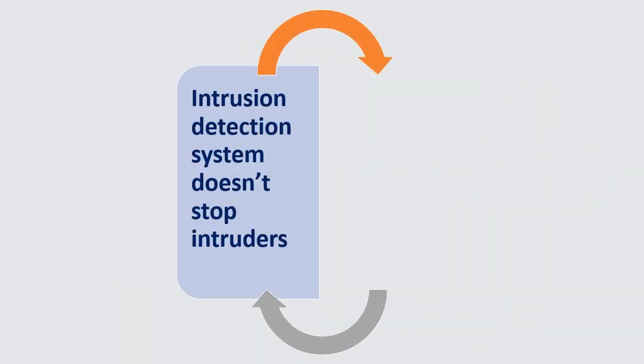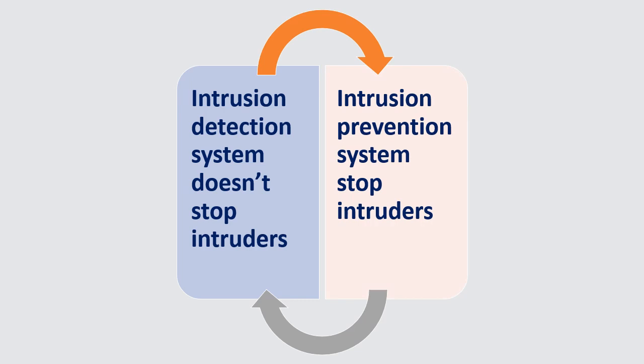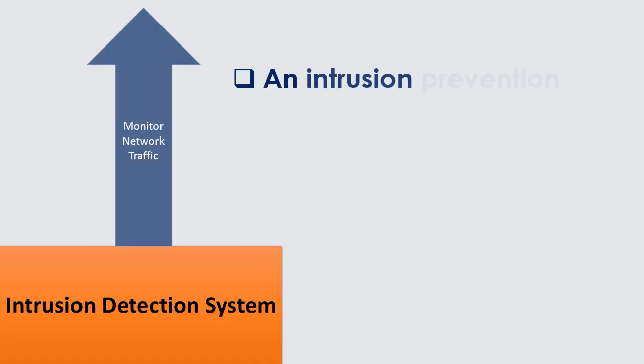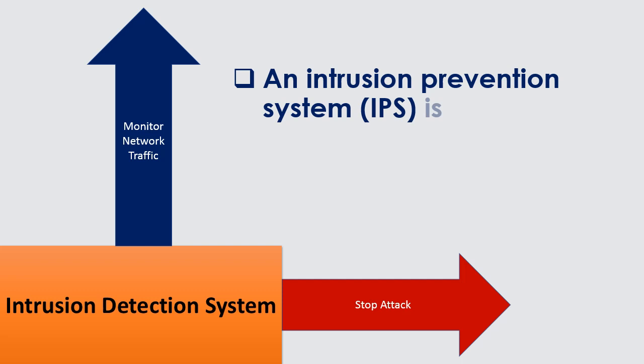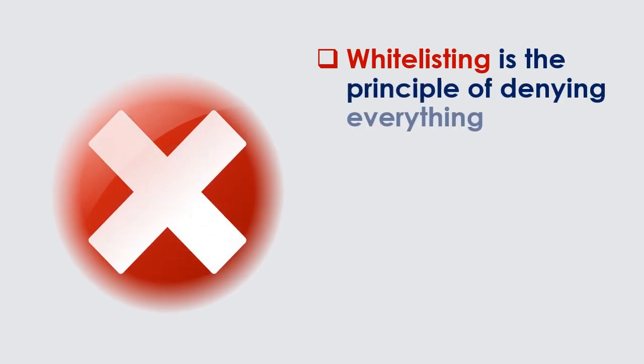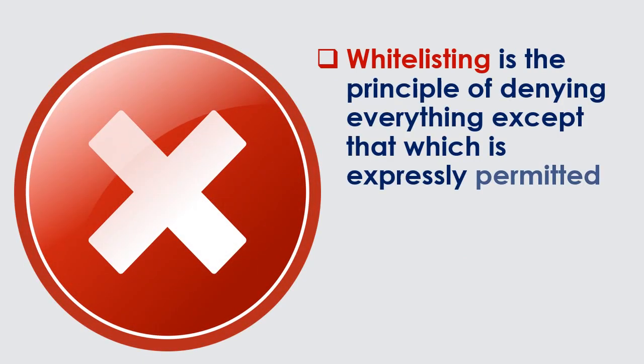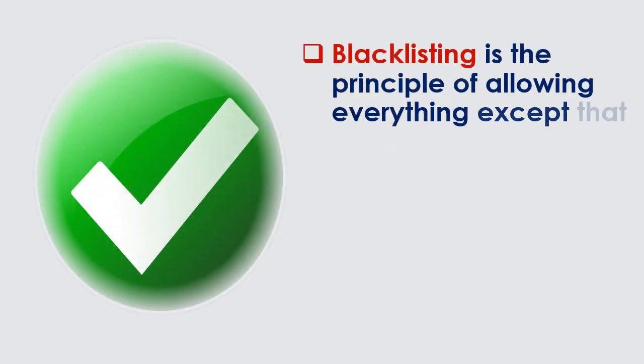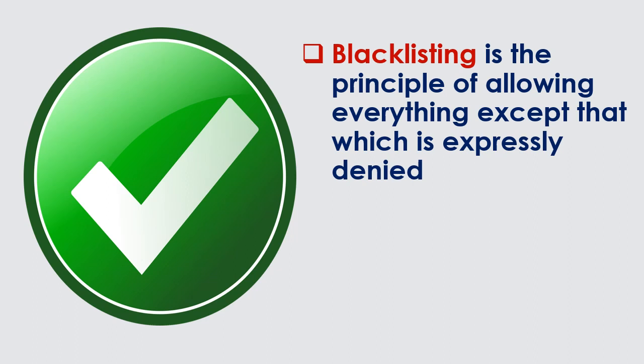An intrusion detection system doesn't stop intruders, but an intrusion prevention system does. An intrusion prevention system, IPS, is a system responsible for preventing attacks. When an attack begins, an IPS takes actions to prevent and contain the attack. Whitelisting is the principle of denying everything except that which is expressly permitted. Blacklisting is the principle of allowing everything except that which is expressly denied.